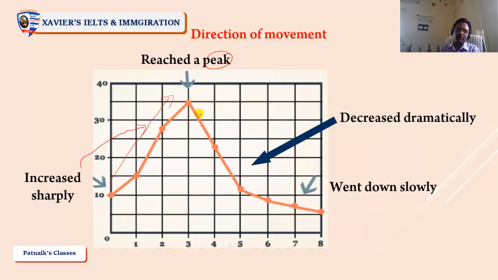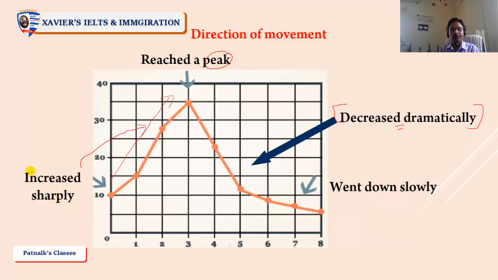Then after reaching a peak, what happened? The figures fell down again, and the angle of the fall is represented here with the words decreased dramatically, right? So here also we can use dramatic. There is a dramatic rise in the figures, and it reached its peak, and again it dramatically decreased.